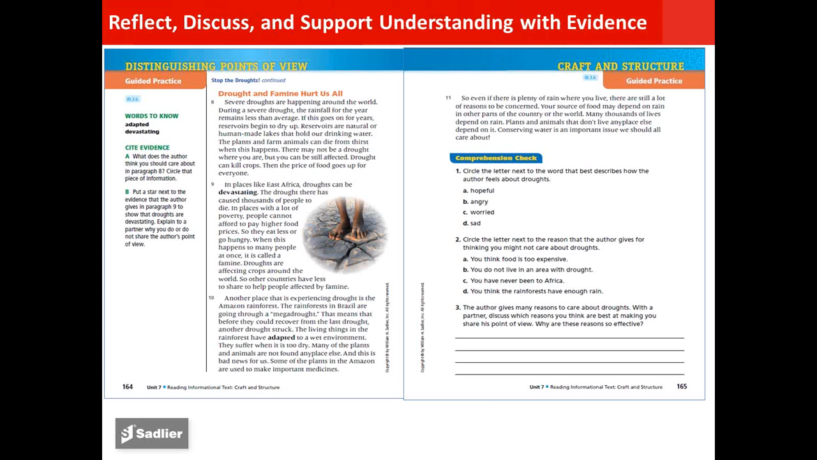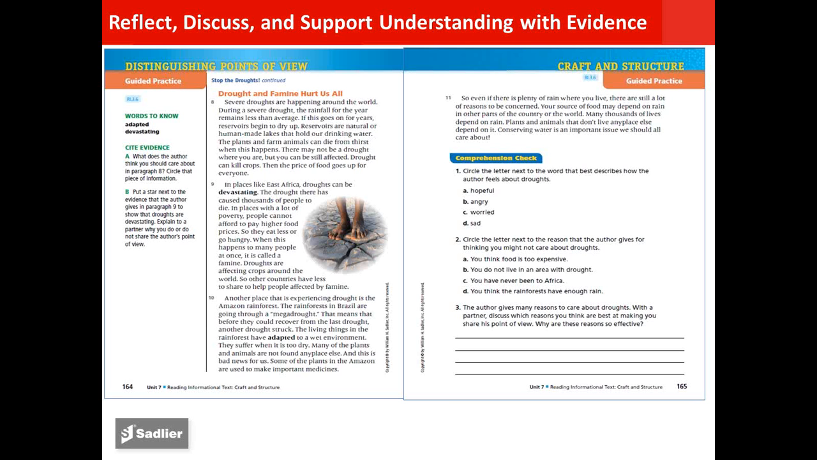To support their independence, teachers need to give students opportunities to reflect, discuss, apply concepts, and support their understanding with evidence from the text. The Common Core State Standards want students to stay with the text when teaching the standards. In this case, distinguishing points of view. Teachers should bring in texts that address that standard and allow students to reflect on the text, participate in small group discussions related to the text, apply the concept of distinguishing points of view, and support points of view with evidence.